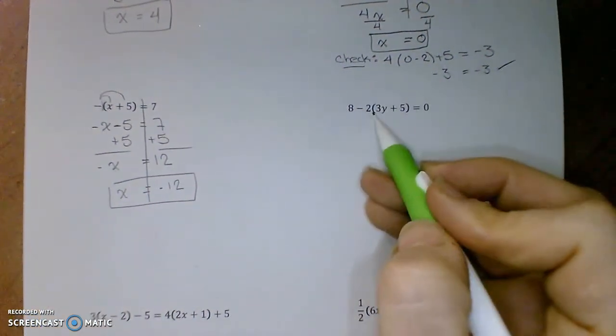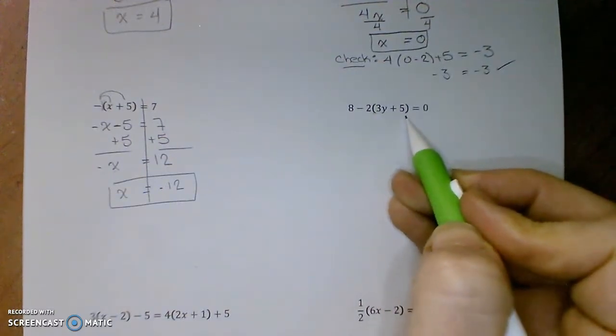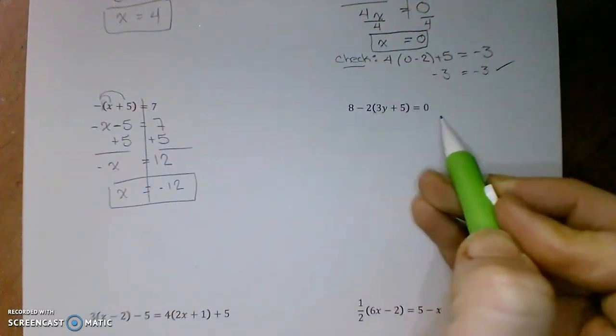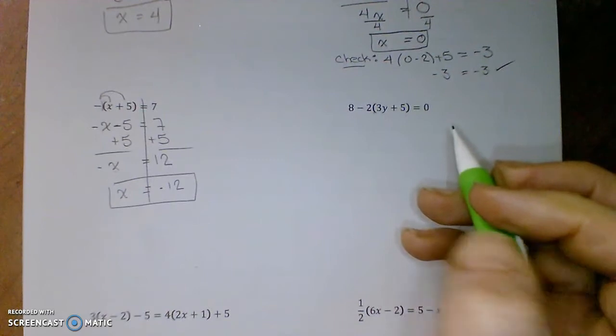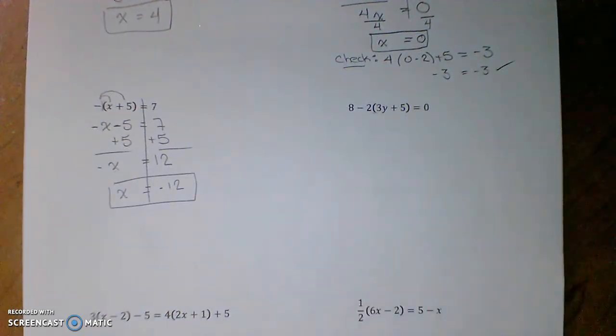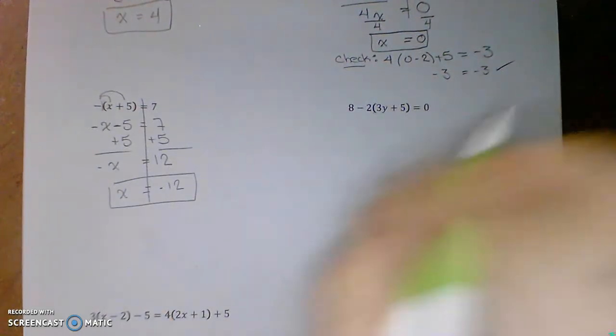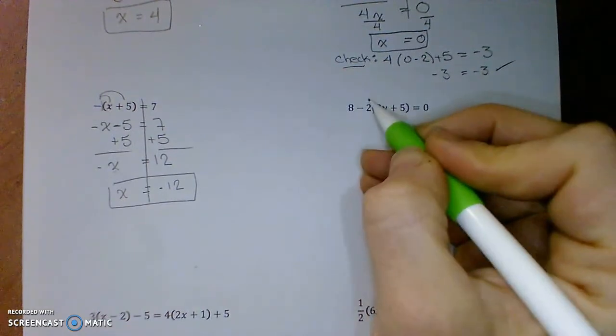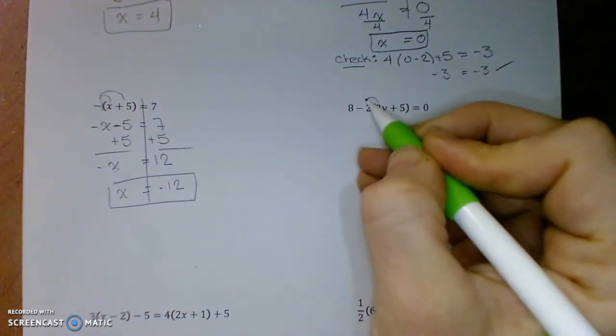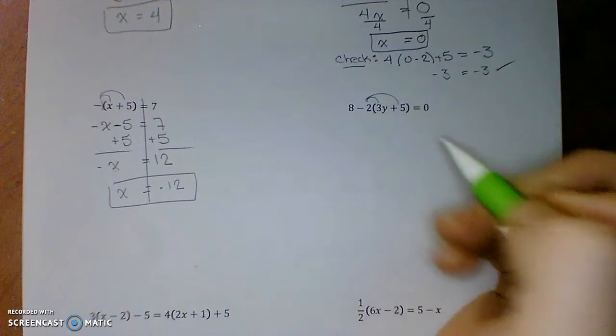Let's do this next one. 8 minus 2 times parentheses 3y plus 5 and parentheses equals 0. And again, I hope that you stop the video and try these on your own and check your answer at the end. First thing we'll do is distribute this -2 into the parentheses.